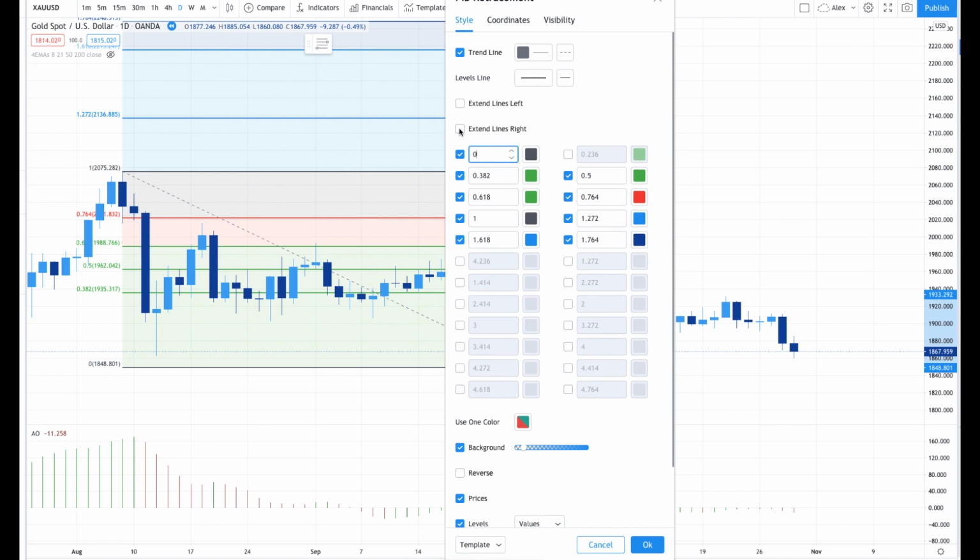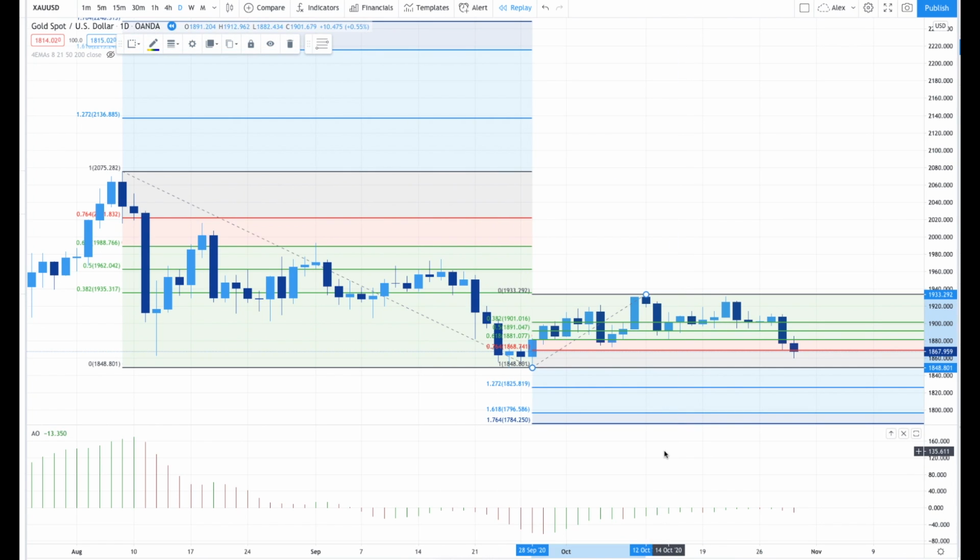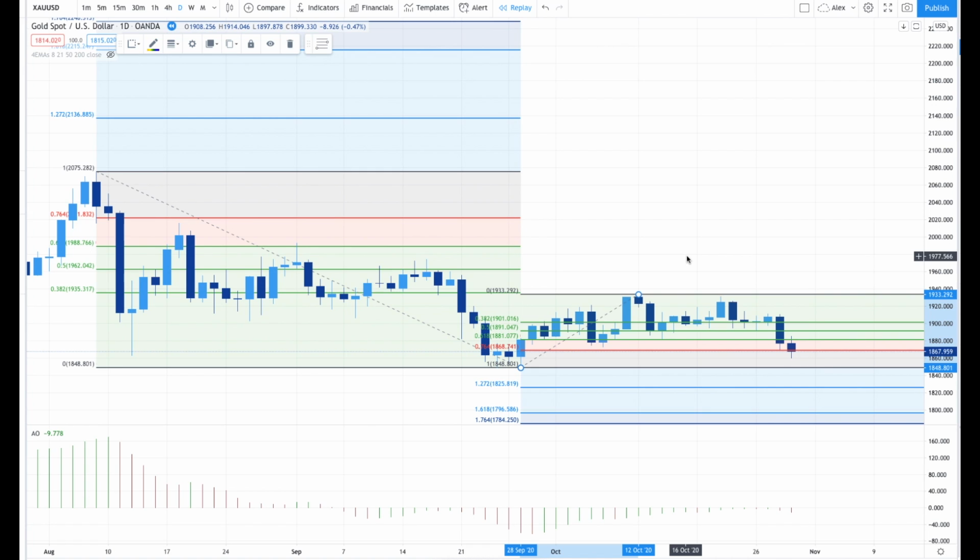How many pips is that? 1848 up to 1933. So we are looking at about 850 pips or so, an 850 pip range. Because this is a daily, you don't realise, but it's actually a massive move. So what we've had here, we've had a little bit of a drill down here, and we tapped the 764.